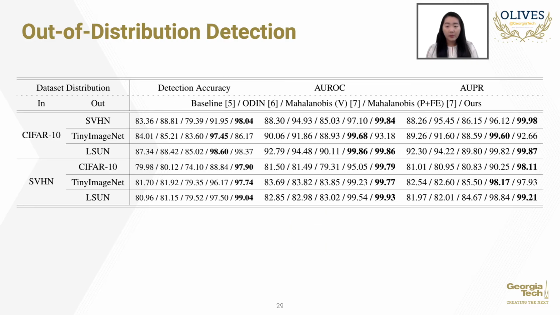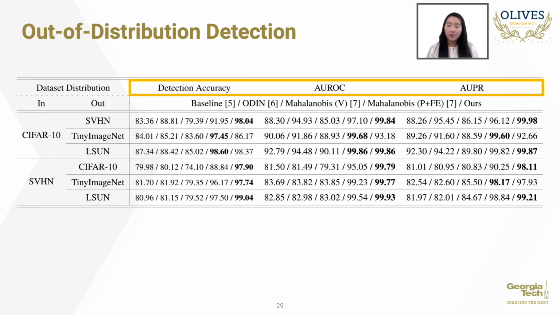We validate the proposed gradient-based representation as a measure of uncertainty on out-of-distribution detection in a larger scale. We utilize CIFAR10 and SVHN datasets as in-distributions, and then the rest as out-of-distribution datasets. The performance was evaluated in terms of detection accuracy, AUROC, or area under receiver operating characteristic curve, and AUPR, or area under precision and recall curve. We compare our method with other widely used out-of-distribution detection approaches, all based on activations.